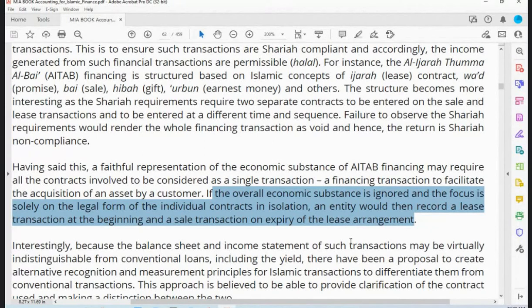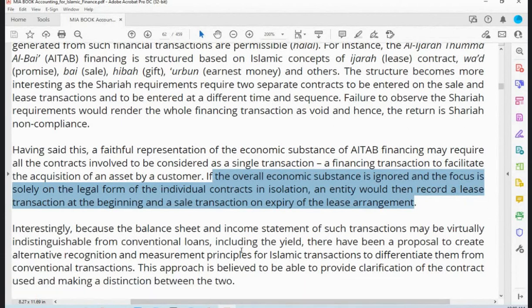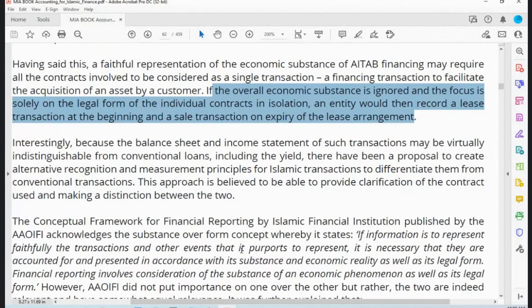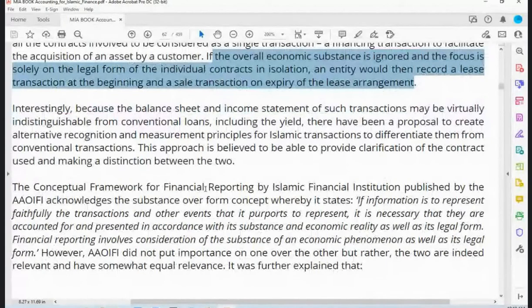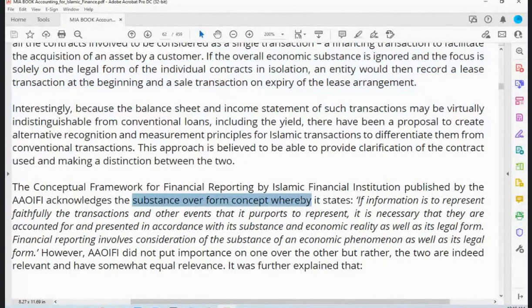Okay. Kalau sebagai economic substance, dia dikira sebagai financing. Tapi kalau economic substance dia di-ignore, dia akan direkod awalnya sebagai leasing, kemudiannya at the end sebagai sales transaction. Ya. Sebab ijarah thumma bai'. Okay. The conceptual framework for financial reporting published by the IASB acknowledged substance over form concept.